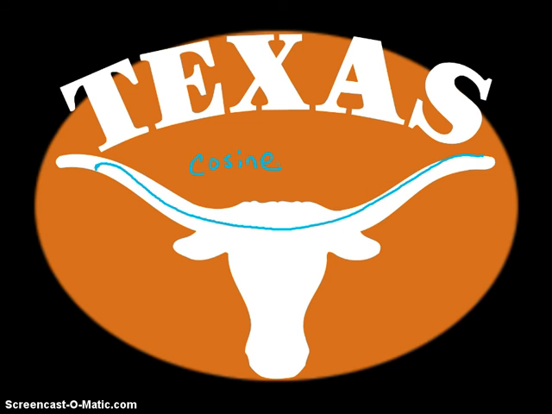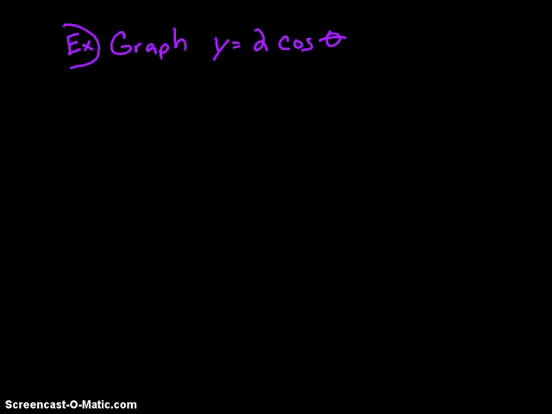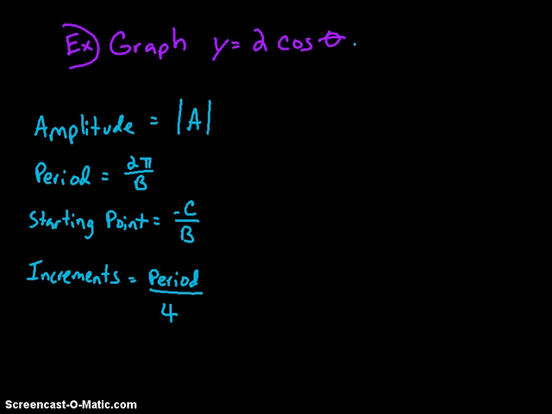So next, cosine. Here's a new one: graph y equals 2 cosine of theta. The characteristics are still the same. Amplitude is still the absolute value of a, period is still 2 pi over b, the starting point is negative c over b, and the increments are still the period divided by 4.